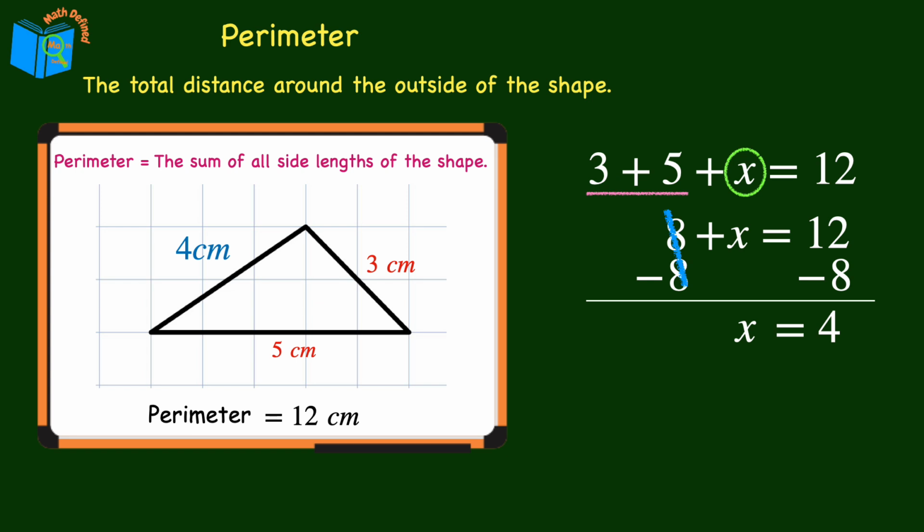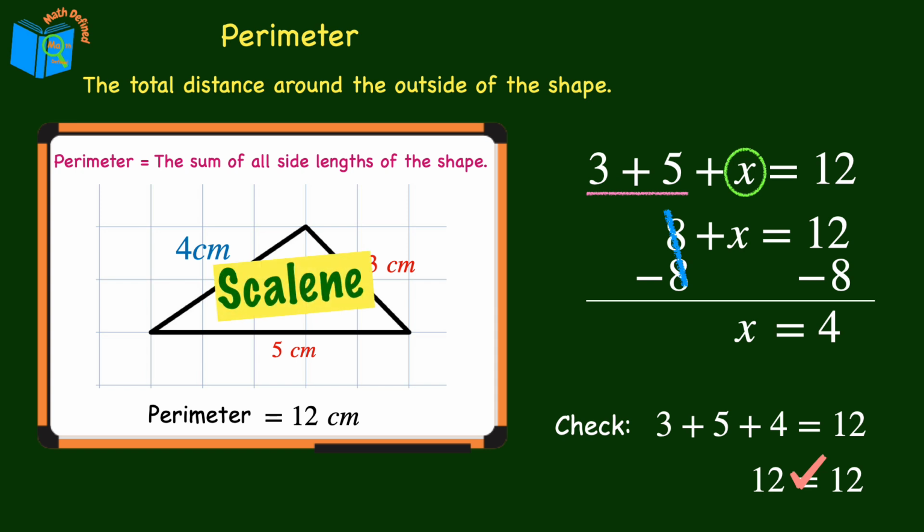And we can check our answer by substituting 4 in place of the variable x. Then adding 3 plus 5 is 8, and 8 plus 4 is 12. And our equation is balanced, and we know that our answer is correct. Before we move on to the next shape, do you remember the specific name for this triangle with all 3 sides having different lengths? If you thought scalene, you are correct.